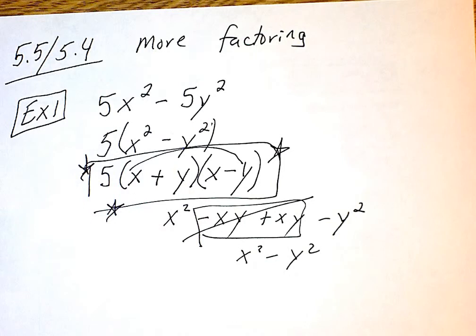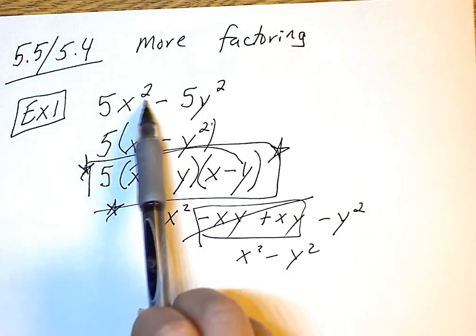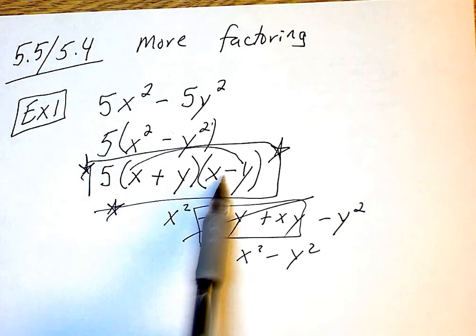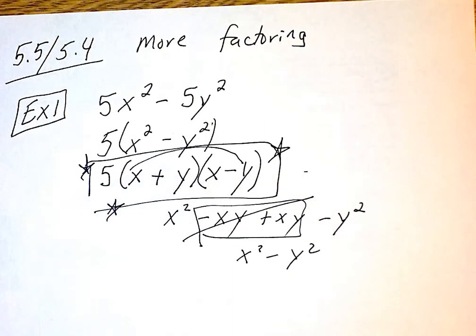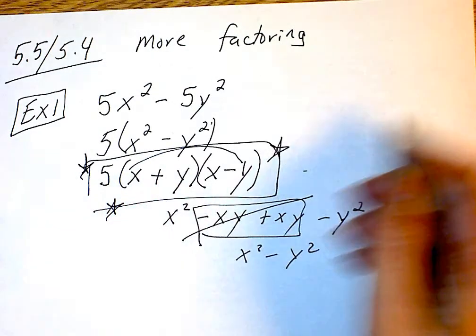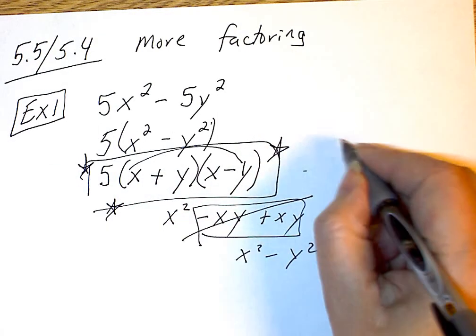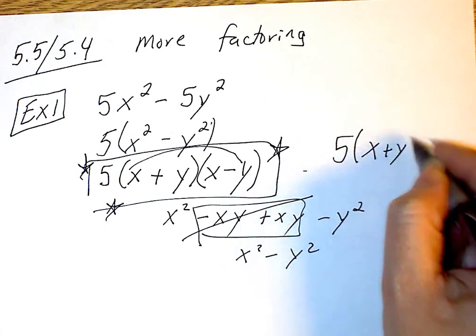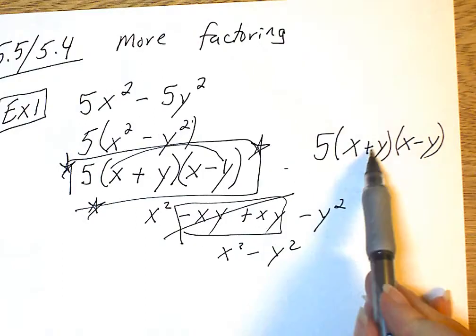Why can't you just use 5 times the quantity x squared minus y squared? Because that's not factored. These are factored. Eventually we're going to set it equal to 0 and set each factor to 0. This is our answer, and this is how I checked it. So our answer is 5 times the quantity x plus y times the quantity x minus y. Not squared, because this is plus and that's minus. They're not the same.